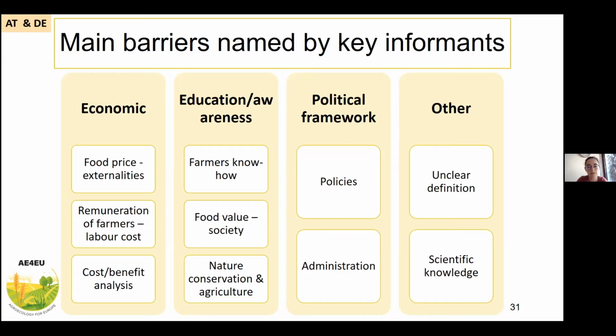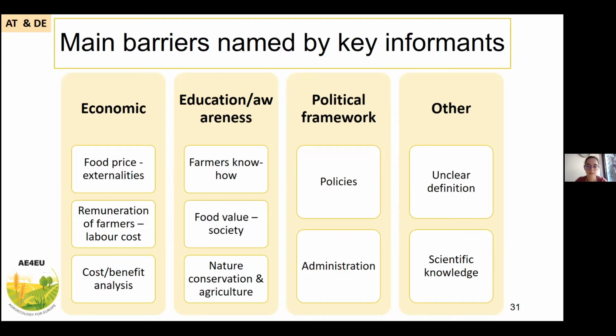And these barriers, the economic barriers, can be linked to the political framework barriers. Most key informants said that there are no policies directly promoting agroecology in those 2 countries. And there's also a high administrative burden that goes with most policies and funding programs. In both countries, key informants mentioned missing awareness and education. And this concerns all of society, also including farmers who sometimes lack the know-how to implement agroecological practices. Then another barrier mentioned was the opposition between nature conservation and agriculture, which leads to conflicts between ecologists and farmers. That was a point that was mostly mentioned in Germany.